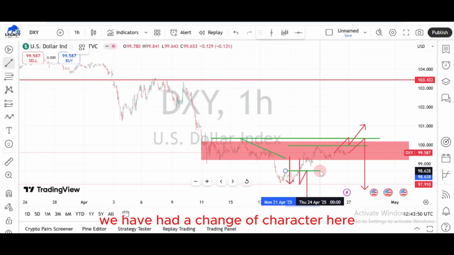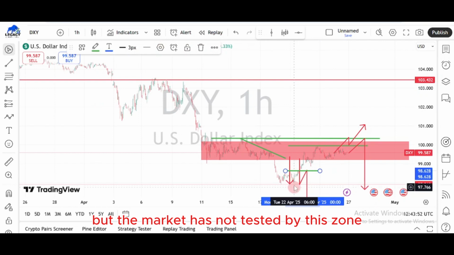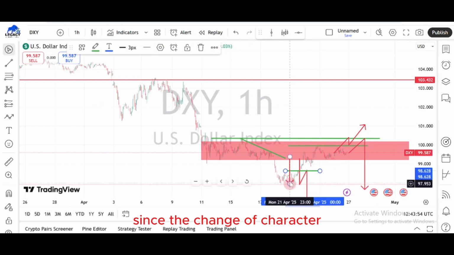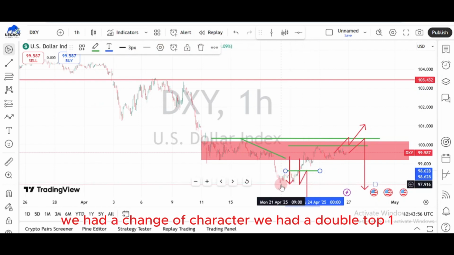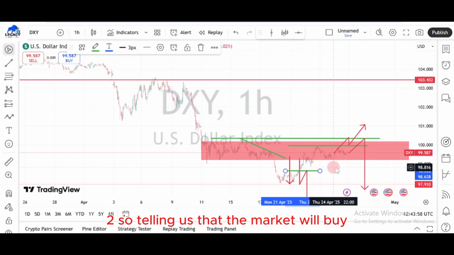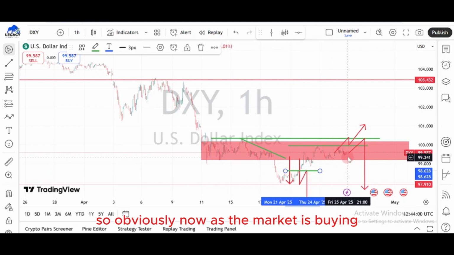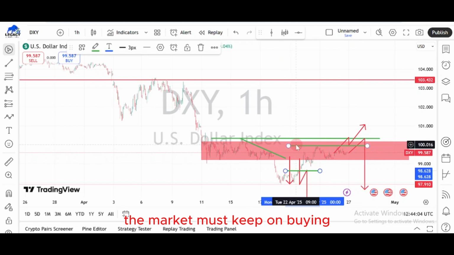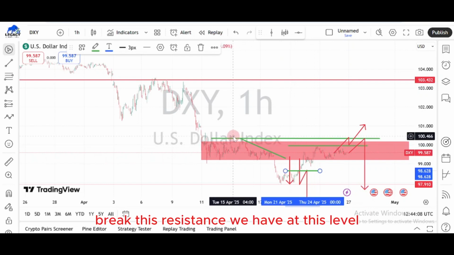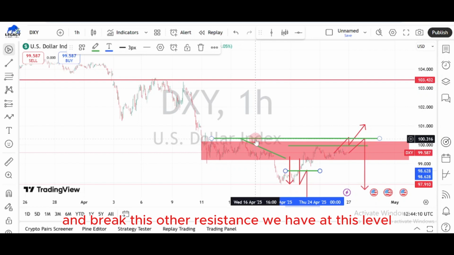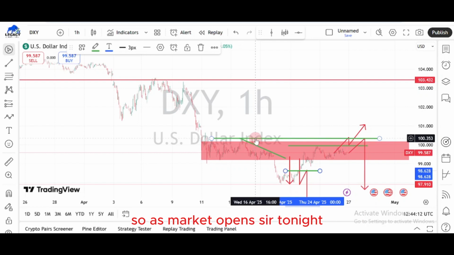We have had a change of character here, but the market has not tested back this zone since the change of character. We had a change of character, we had a double top, 1, 2, telling us that the market will buy. So as the market is buying, the market must keep on buying. The market must first of all break this resistance we have at this level and break this other resistance we have at this level.